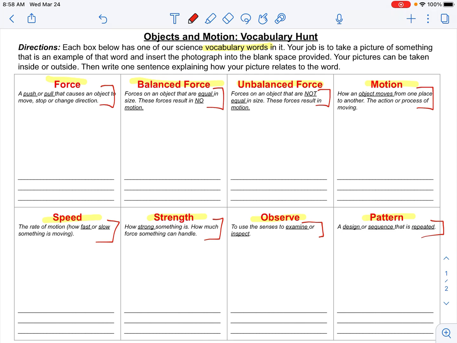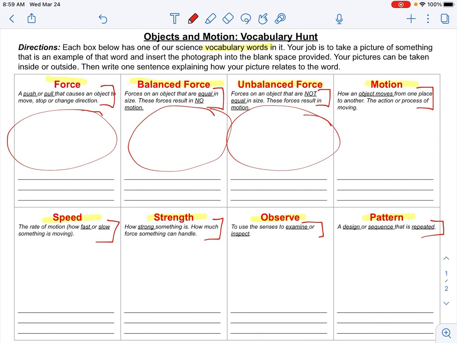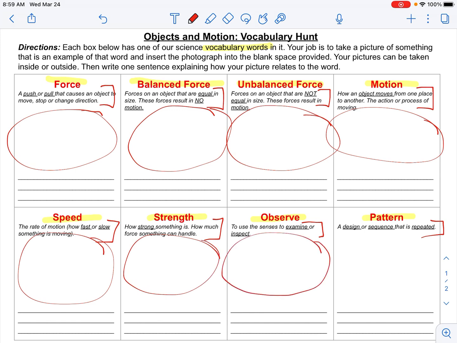Your job today is going to be to take a picture of something that is an example of each word and insert the photograph into the blank space provided. So you're going to need to find or take a photograph that would demonstrate force, and insert it right where I drew a circle. You'll need a picture of something that shows balanced force, something that shows unbalanced force, something that shows motion, something that shows speed, something that shows strength, something that shows what observe means, and then something that shows pattern.